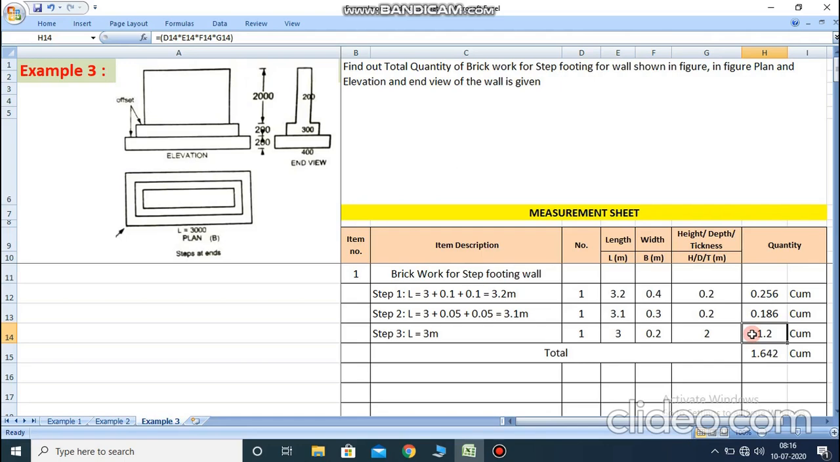Now the total brickwork for the step footing for the wall is the summation of step 1, step 2 and step 3, that is 0.256, 0.186 and 1.2. So we get a value of 1.642 cubic meter as the total quantity of brickwork for the step footing. Now, as per the easy calculation, 1 cubic meter requires 500 bricks. So in 1.642 cubic meter, how many bricks are required, we can easily calculate the total quantity of bricks.